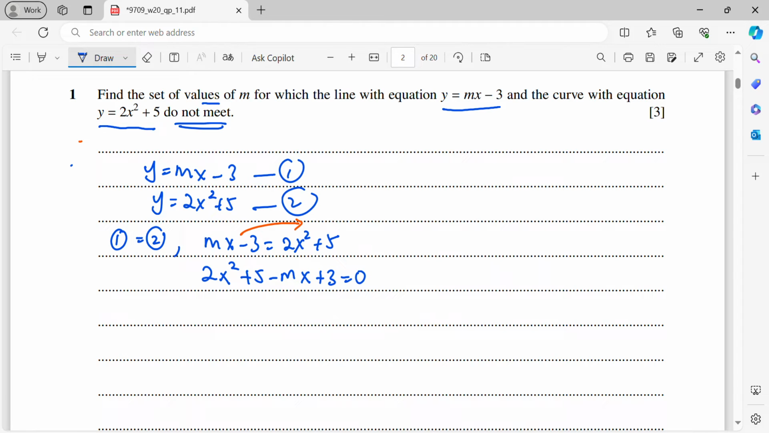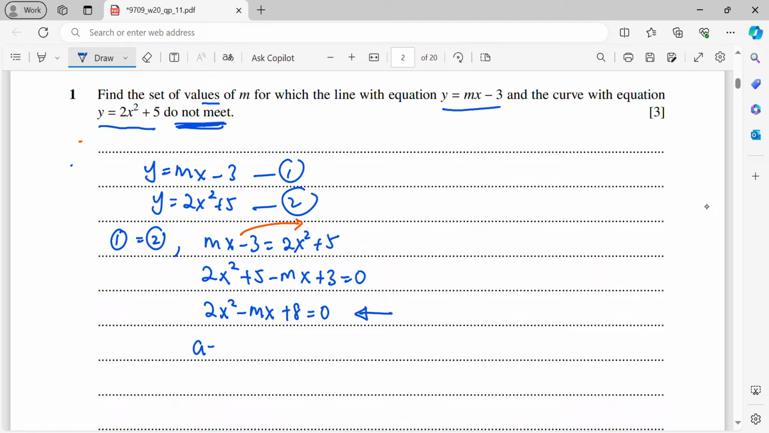So from here, just need to rearrange it. It will be 2x squared minus mx. Now the 5 and 3 together will be plus 8, then equals 0. Now, as I've mentioned just now, since they do not meet, and now we are solving this, we are getting this quadratic equation after assuming they are intersecting. So I just need to show that there's no root for this intersection equation. That implies that both of the graphs do not meet.